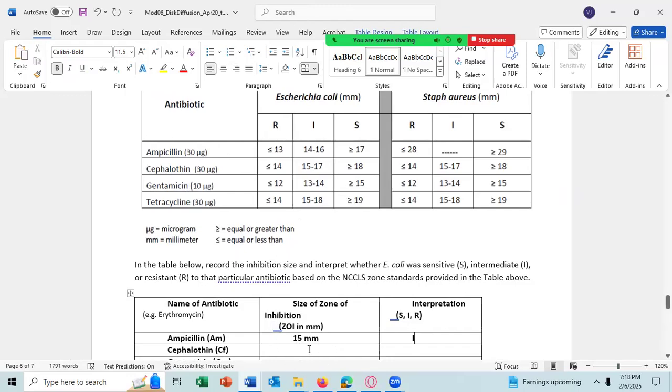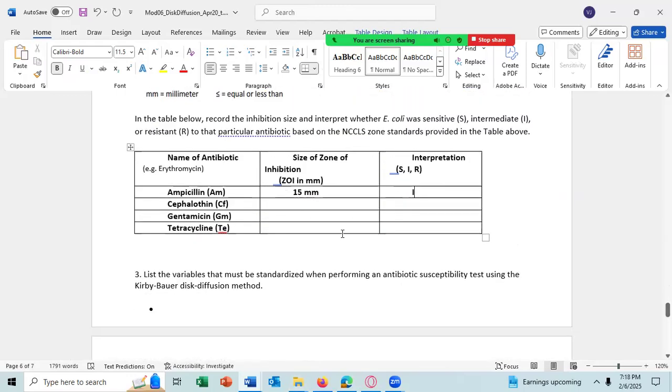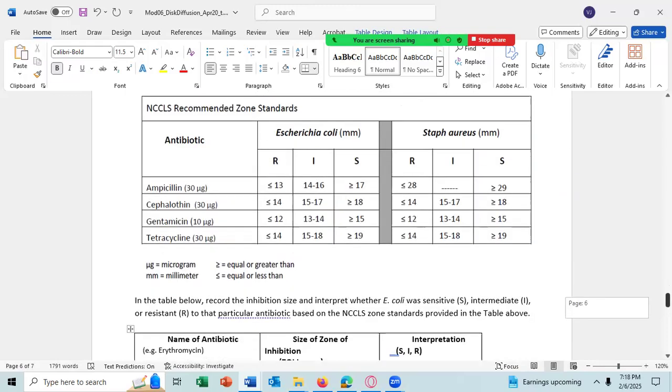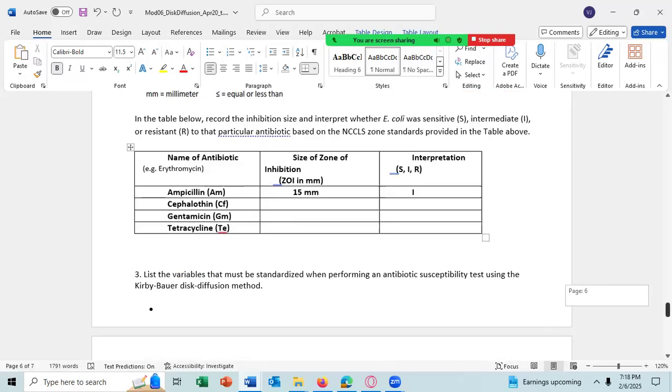Measure the diameter in millimeters, put it here. And then tell me the interpretation: S for sensitive, I for intermediate, R for resistant. Fill in the table there. And to get that, you take your measurement and then take a look at the table for E. coli right here. Any question about any of that? All right, that's the first question.